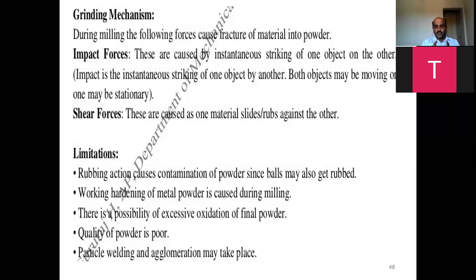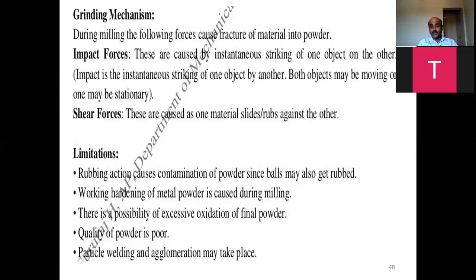So these are the two forces, impact force and shear force, which cause the fracture of material. This is the basic technology behind converting the material into powder form. The limitation of ball milling is that the rubbing action causes contamination of the powder, since the balls may also get rubbed.